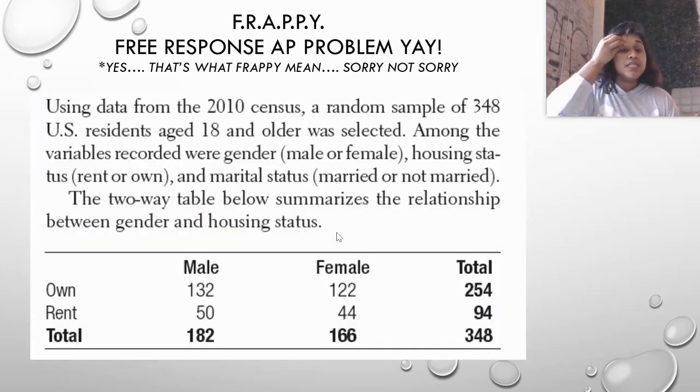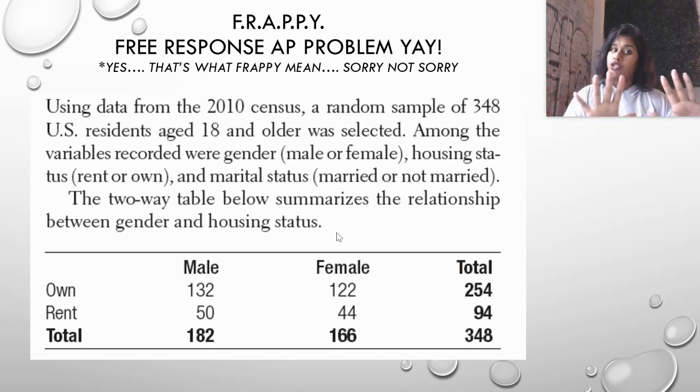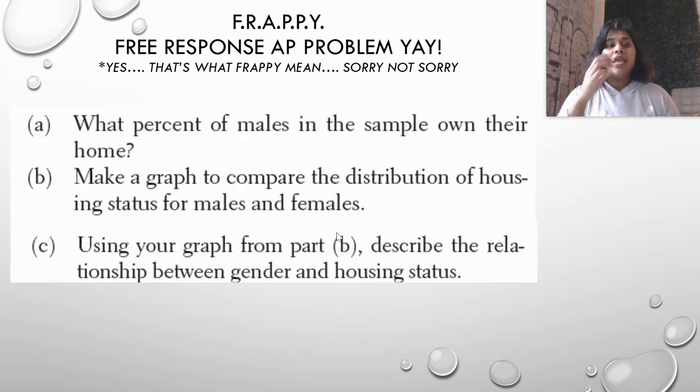Okay, so using the data from the 2010 census, a random sample of 348 U.S. residents age 18 and older were selected. Among the variables recorded were gender, male or female; housing status, rent or own; and marital status, married or not married. The two-way table below summarizes the relationship between gender and housing status. So we're not looking at marital status just yet. Right now we've got the relationship between gender and housing status, and questions A, B, and C are dealing with that one table.